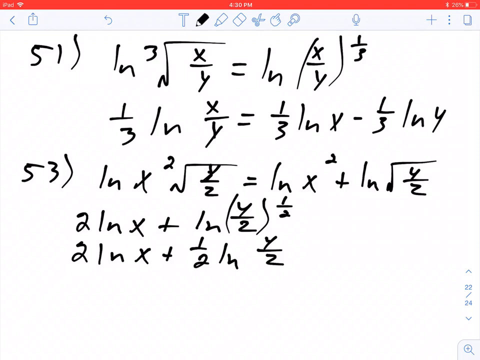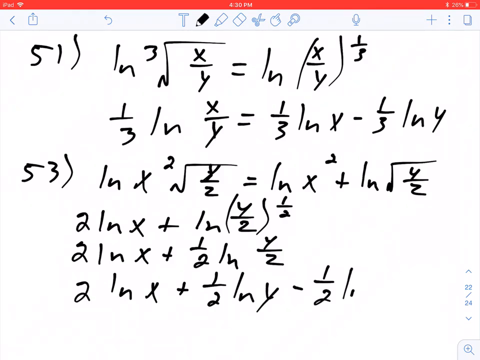And then we're going to use the quotient property to split that. But again, as in the last problem, because the y and the z were both under the root, their natural logs both need the 1/2. So it's going to become 1/2 natural log of y minus 1/2 natural log of z. There's your final answer.